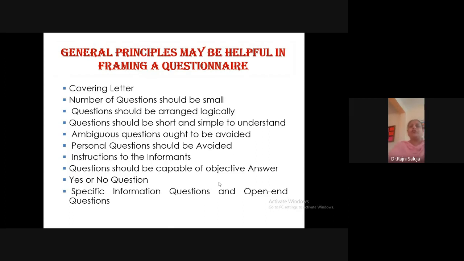Then questions should be short and simple to understand. We should use simple language, and we should not use high-fi technical words which are beyond the understanding of the common man and the common respondent. So we should use short and simple language.